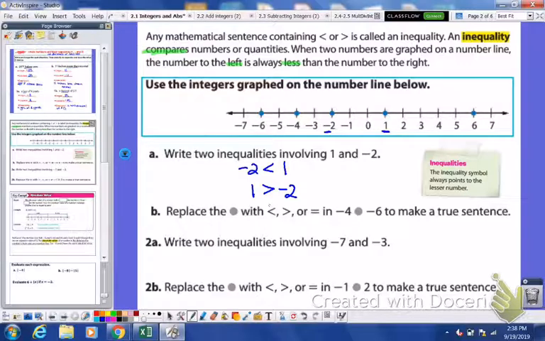Notice when we flipped our numbers, we flipped our inequality sign. And you'll see this little hint over here for inequalities. The inequality symbol always points to the lesser number. So the further left on our number line, that's where our inequality symbol is pointing.